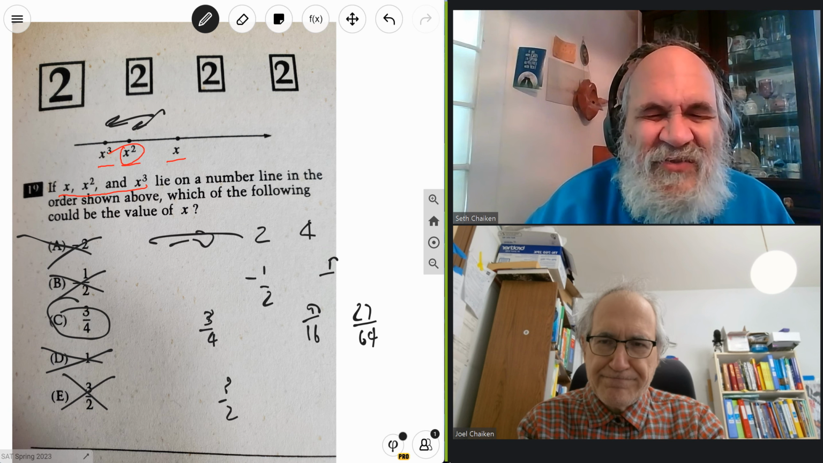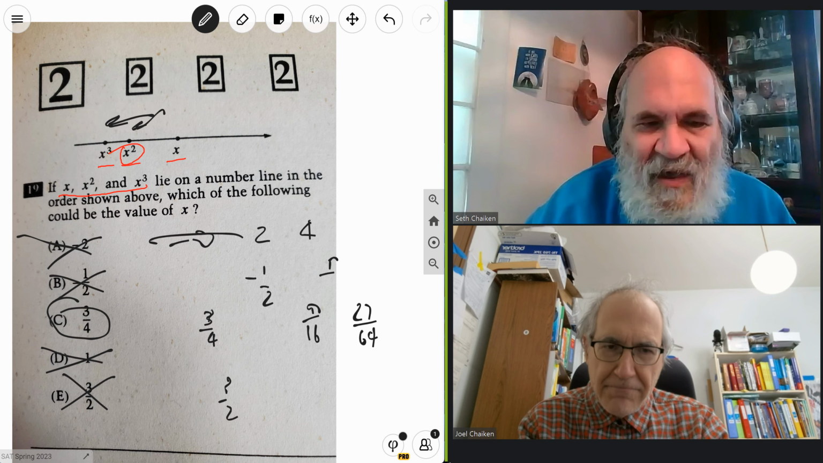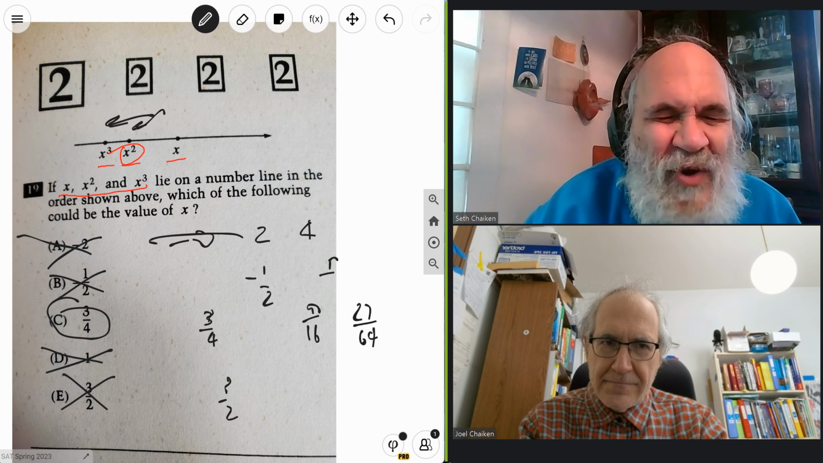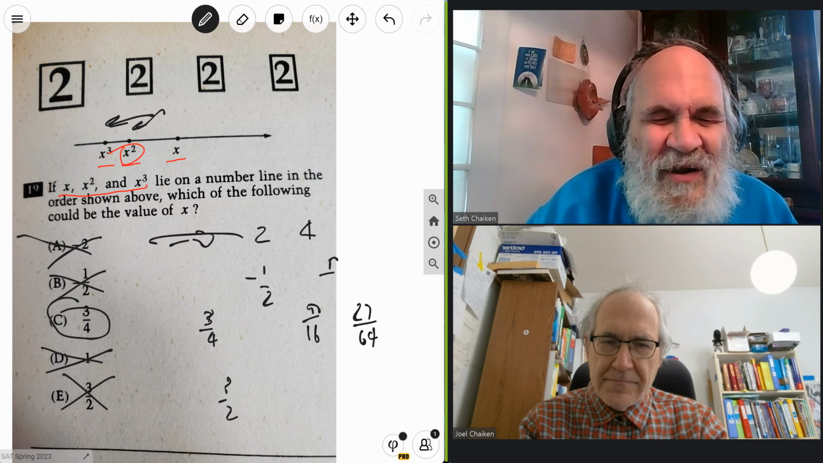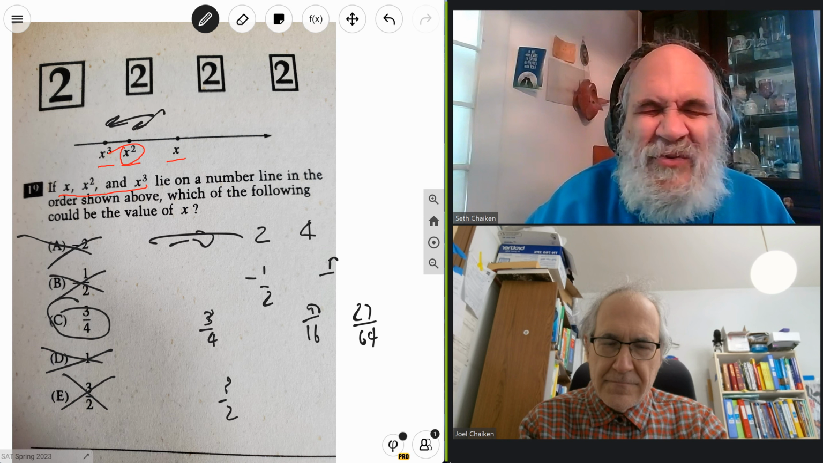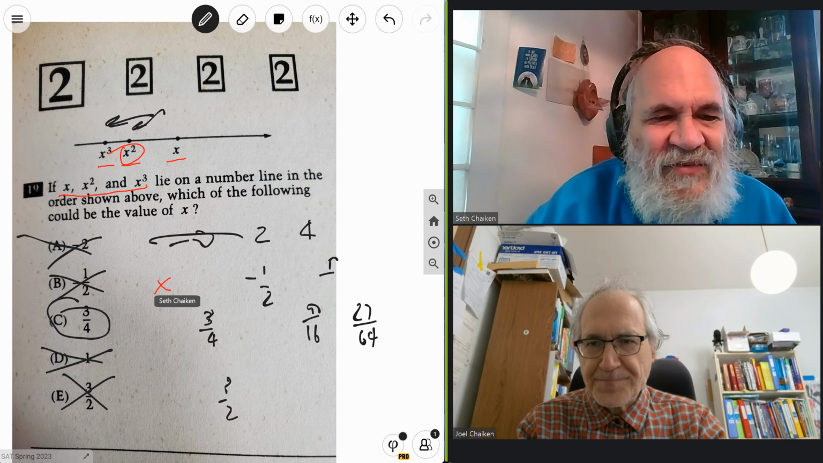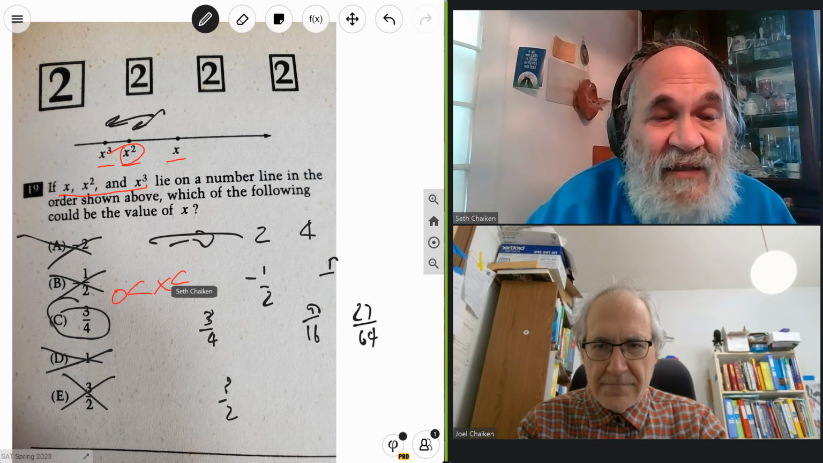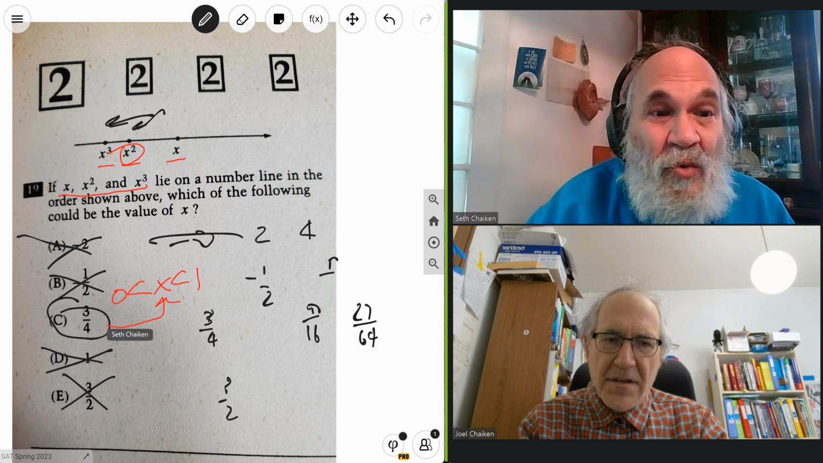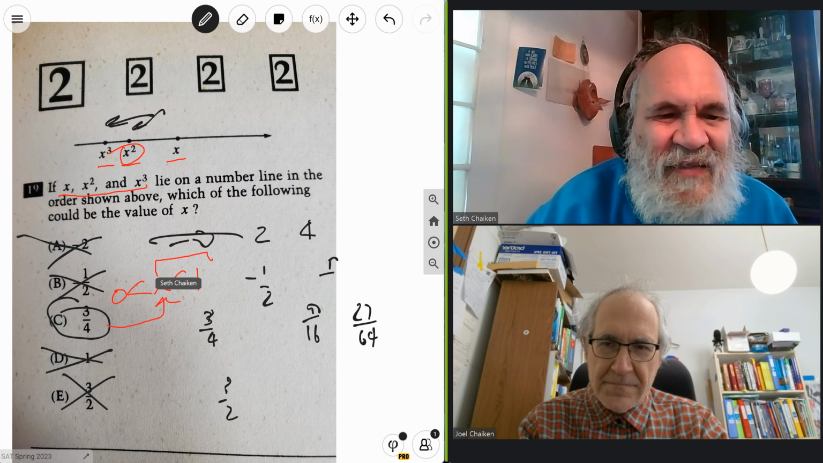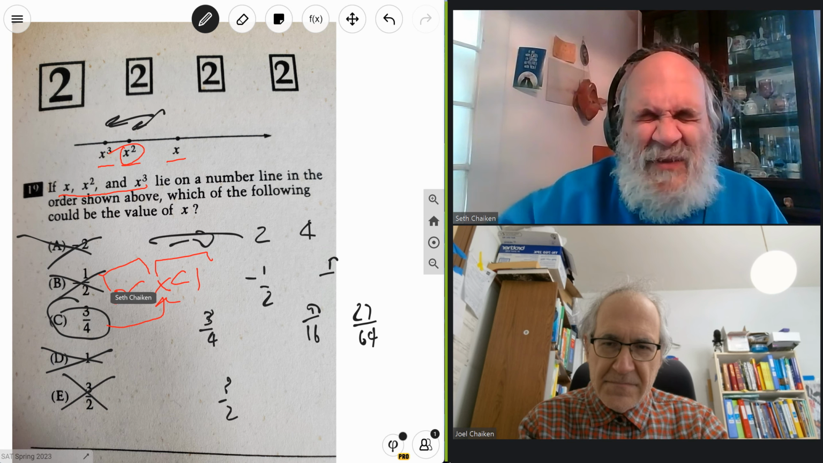So to stay in the same order, they all have to be positive. And for the cube and square to be smaller than the number, and for the cube to be smaller than the square, the number has to be less than 1. So x has to be greater than 0 and less than 1, and the only one that fits is 3/4. Please don't just say it has to be less than 1; what's really important is that it's both greater than 0 and less than 1.